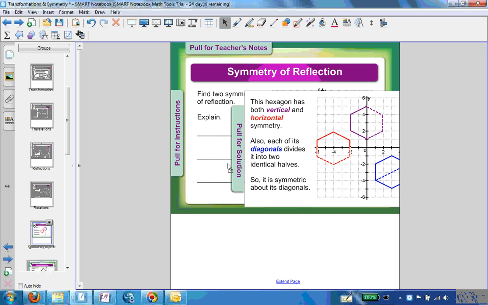And then in the purple figure and the red figure, you can see how the figure can be reflected in several different ways.